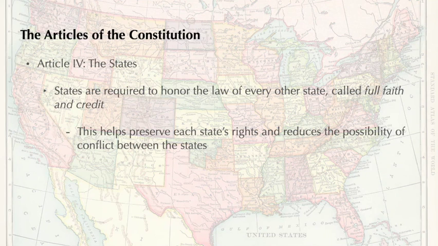To ensure that the rights of the states are respected, each state must honor the laws of other states. A New York marriage license, for instance, is valid in any other state. Requiring states to respect each other's laws helps preserve each state's rights and reduces the possibility of conflict between the states.